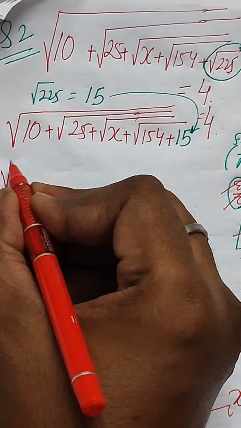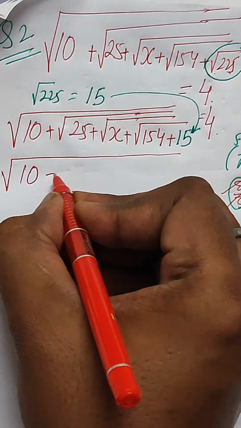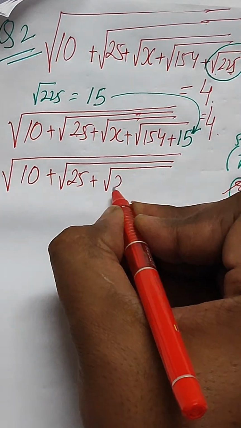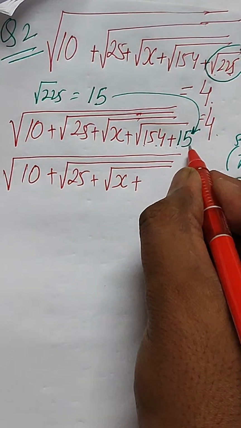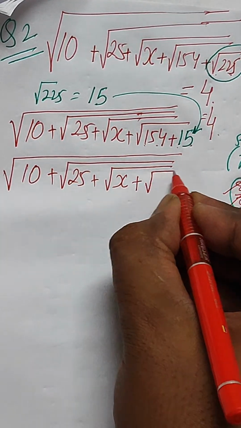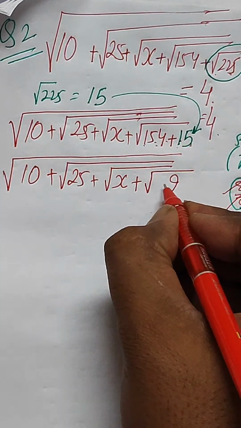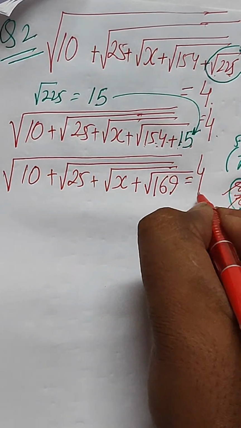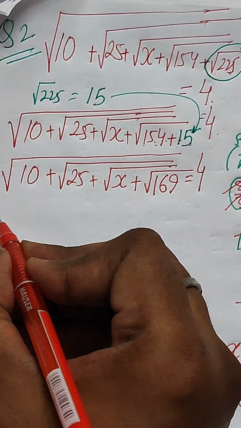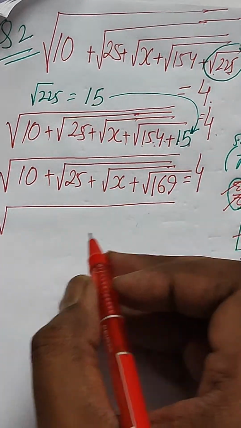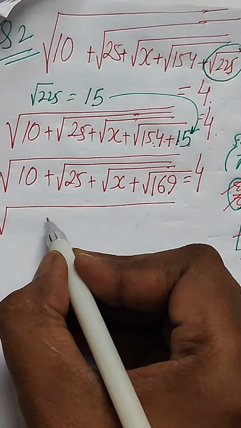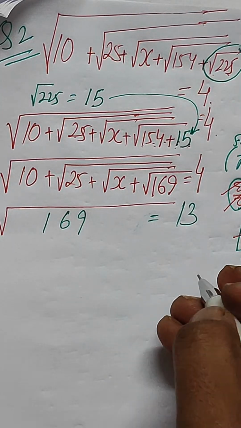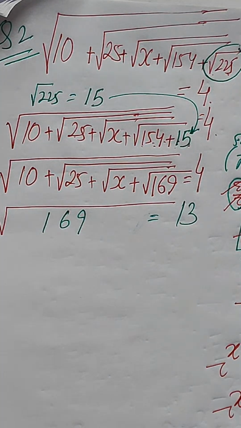This will give you in the next step root over of 10 plus root over of the second term 25 plus root over of x plus 154 plus 15. What is the value? This is root over of 169, and this all is equal to 4, right? Again, in the next step, this can be further simplified because you know the value of root over of 169 is how much? That is 13, right? So we will be using this.